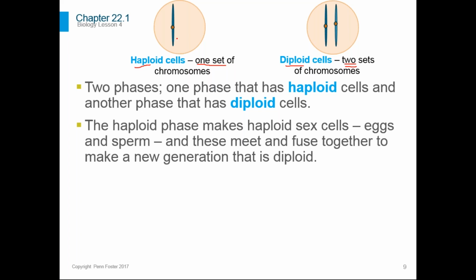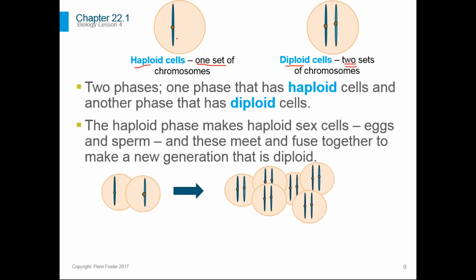They're going to fuse together, an egg and a sperm, and then the cell that results when they combine will then have two sets of chromosomes. So it's going to be a diploid cell. So they fuse together and they make a new generation that is diploid.